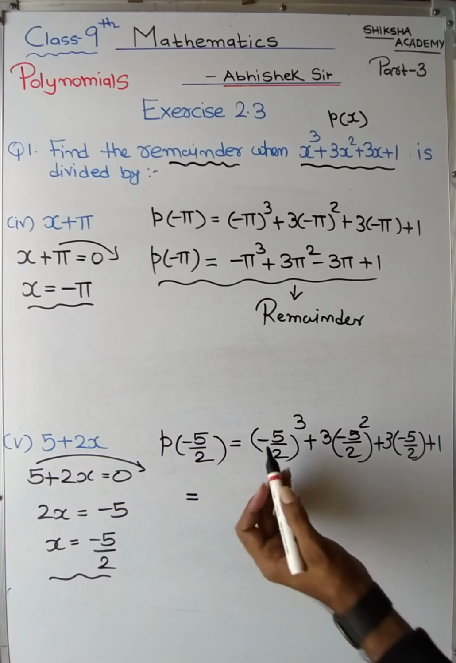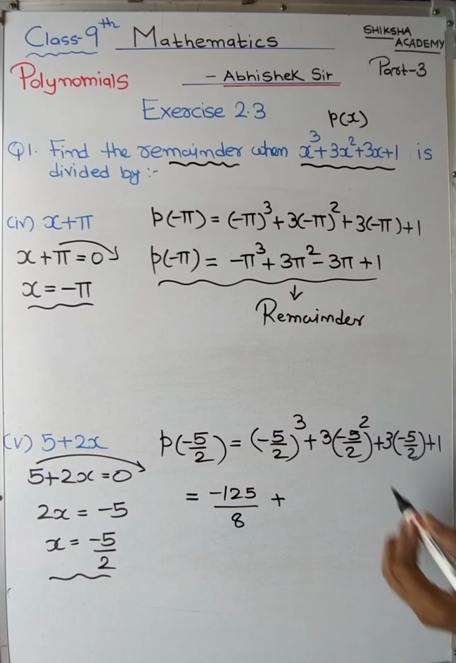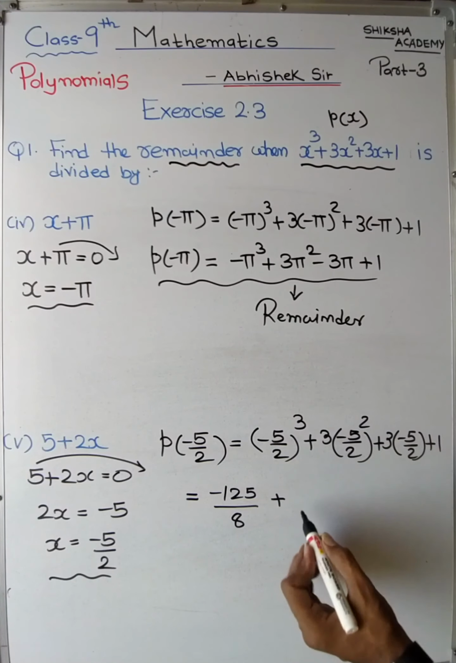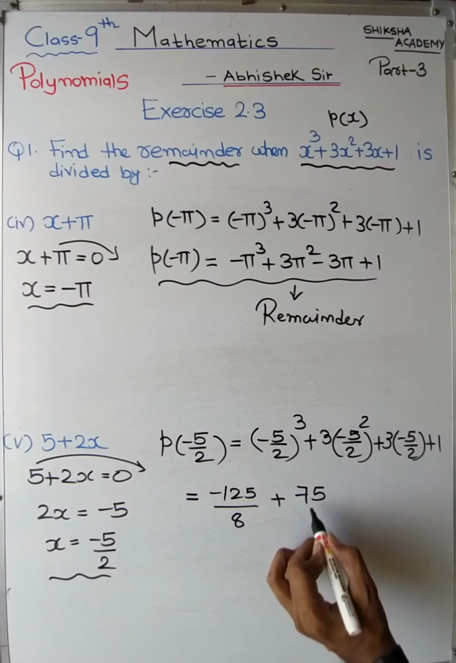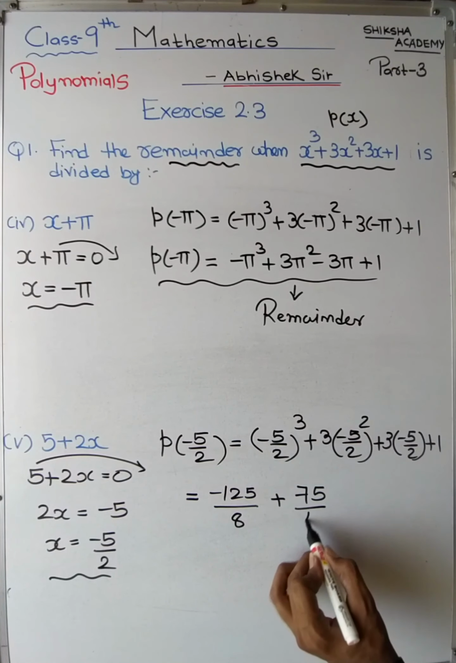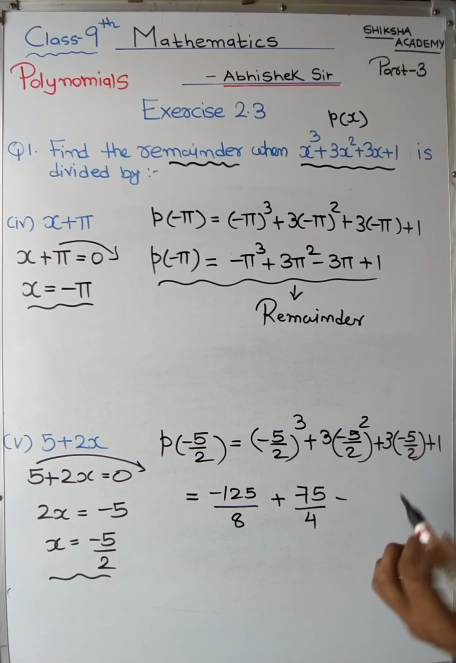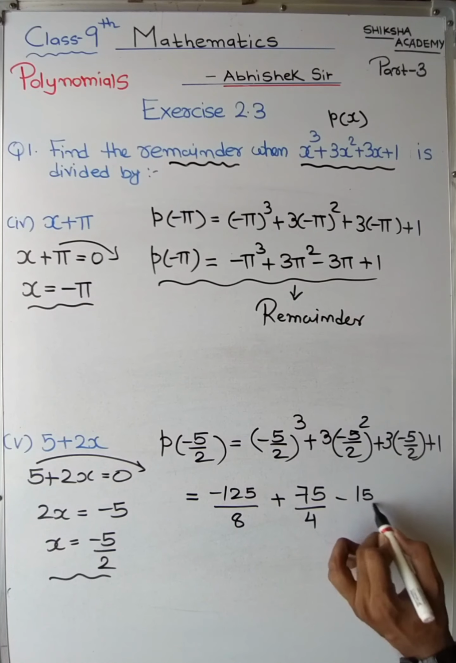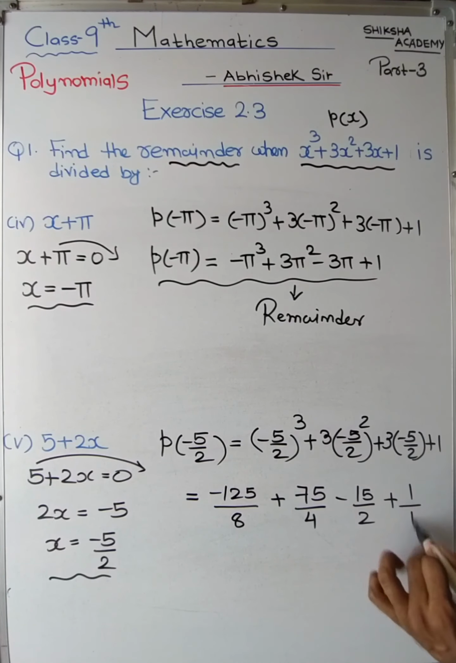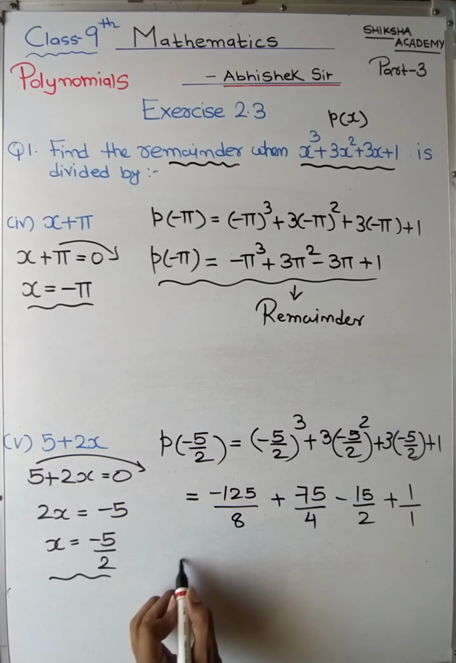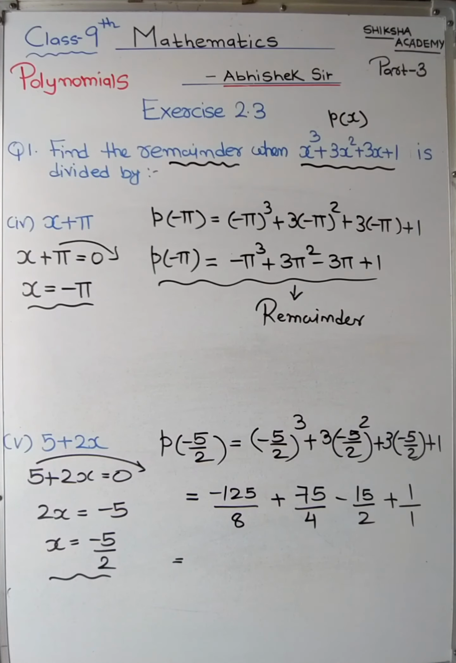Minus 5 cube is minus 125. 2 cube is 8, plus minus 5 square. So 5 square is 25, 25 3s are 75, and here it is 2 square, 4. Then minus 5 into 3, minus 15 by 2, and plus 1 upon 1 I am writing. Again we have to follow the same rule. We have to take the LCM of 8, 4, 2 and 1 here.